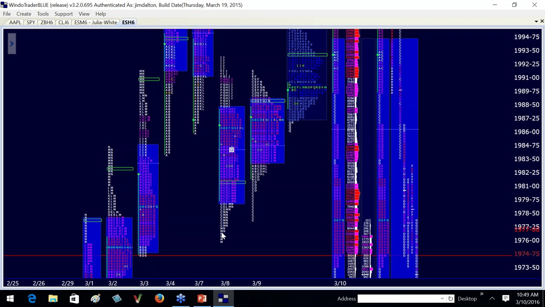Now, one more time, look at the point of control. Another way to think of the point of control is the fairest price at which business is being conducted. So we went from a market that was too long, got too long on one day, and then it gets too short the following day. So attempted direction is down, price is down, value is down, but here's the fairest price at which business is being conducted.